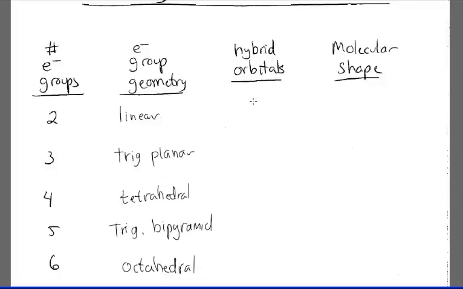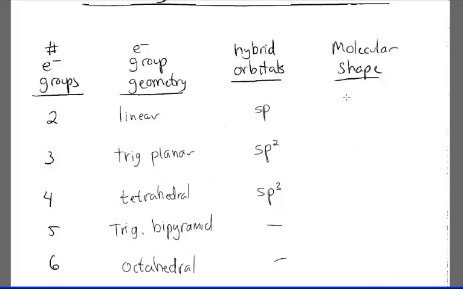And what are the hybrid orbitals? For linear, it's always sp. For trigonal planar, it's sp2. And for tetrahedral, it's sp3. Some books will talk about hybridization for the next two groups as involving d orbitals, but current theory is that that's not an accurate representation of the orbitals. So I'm not going to cover that.